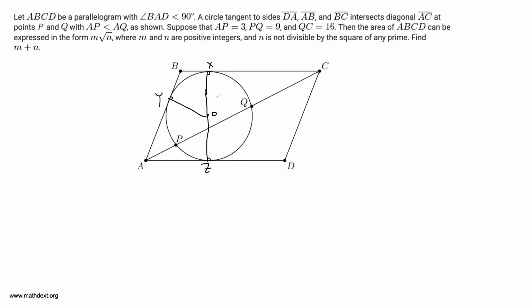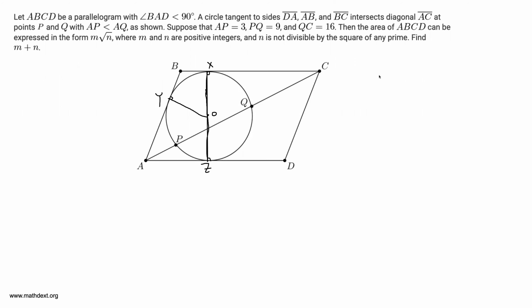One thing you should notice is that segment OX is perpendicular to BC, segment OZ is perpendicular to AD, but AD and BC are actually parallel. So OX and OZ must have the same direction, so they must be on the same line. So X, O, and Z are actually collinear. And that's really nice, and we'll see why in a little bit.